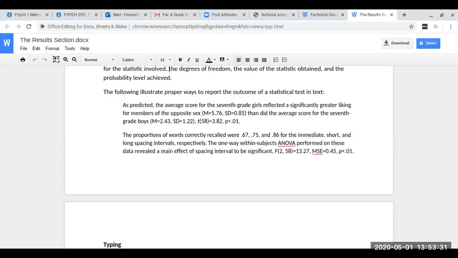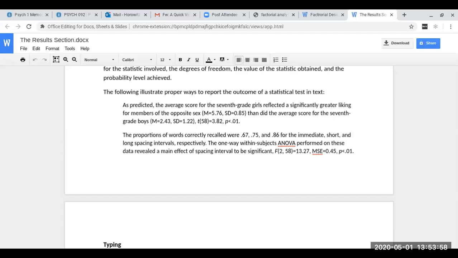Here, we also want to see the numbers. So proportions of words recalled correctly were 0.67, 0.75, and 0.86 for the immediate, short, and long spacing intervals, respectively. The one-way within subjects ANOVA, so there's the name of the test, performed on these data revealed a significant main effect of spacing interval. You can also say significant main effect.